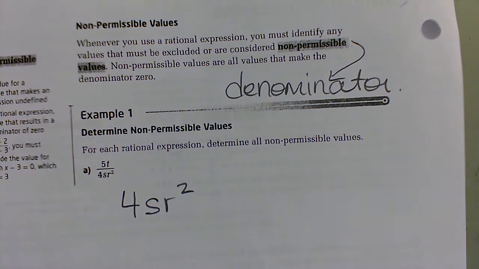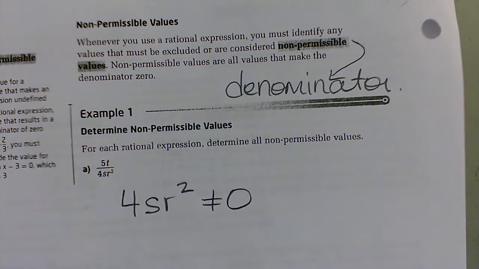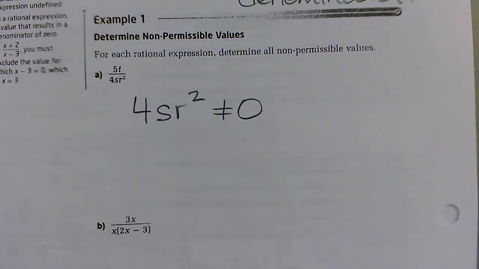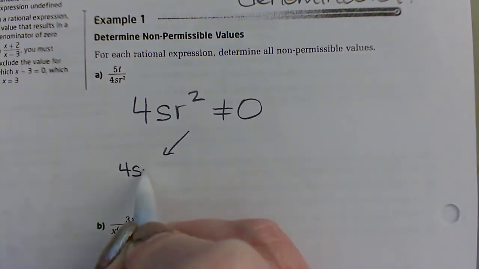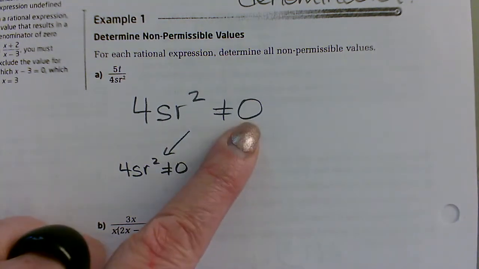So if I think about it, not equal to 0. If I want to solve for S first, let's do S first. 4SR squared cannot equal 0. What you're going to do is take your denominator and set it not equal to 0.